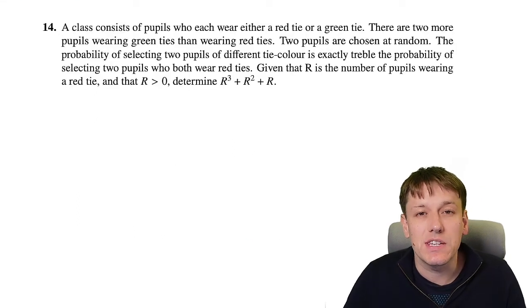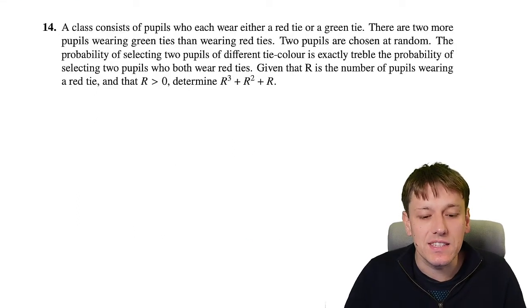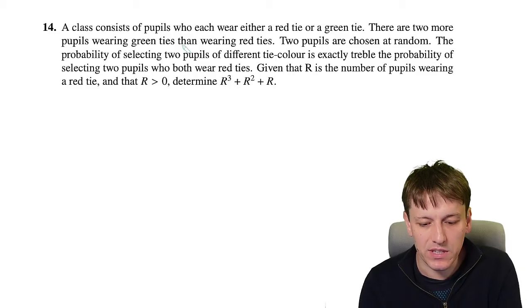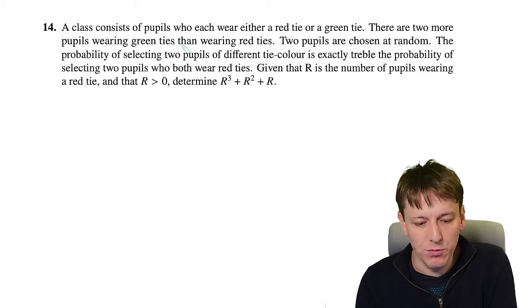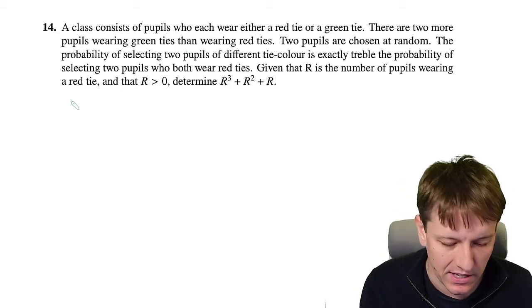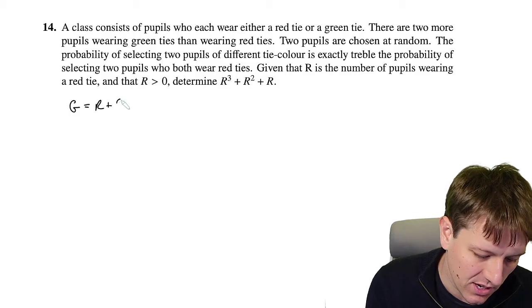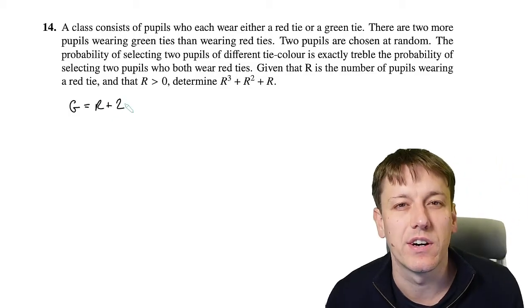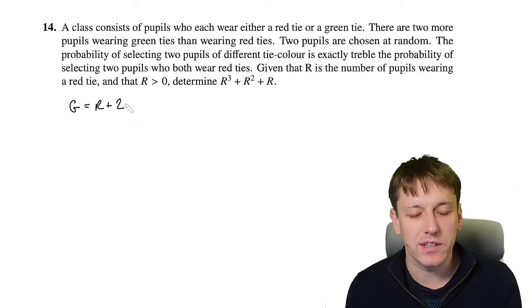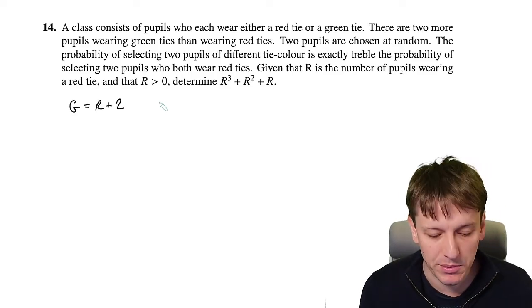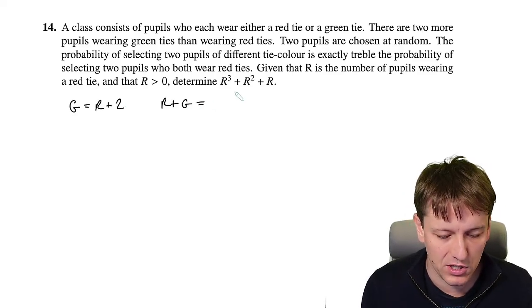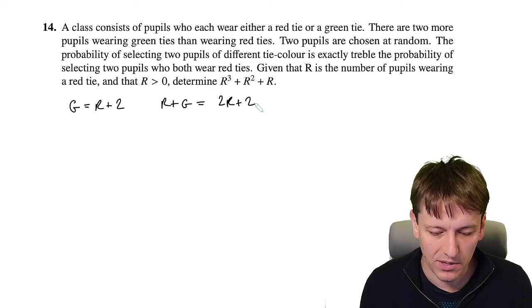Probability doesn't come up that much in the maths challenges, but here it is in the Senior Kangaroo. We've got a class of pupils each wearing either a red tie or a green tie, and there are 2 more pupils wearing green ties than wearing red ties. So let's write G equals R plus 2, where G and R are the numbers of pupils wearing green and red ties respectively. So the total number of pupils in the class would be R plus G, which is going to be 2R plus 2.